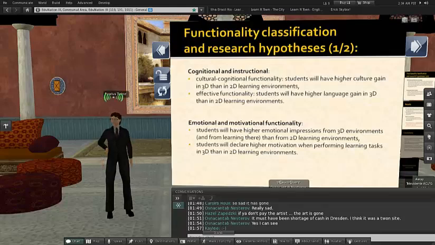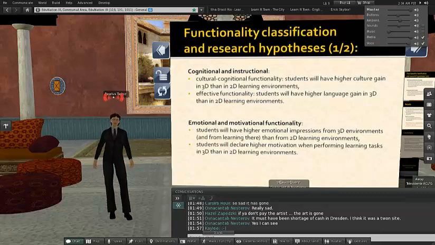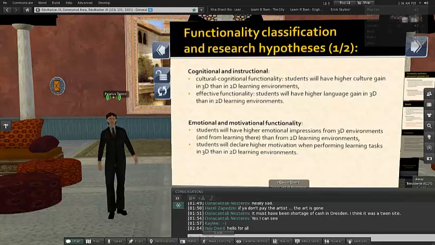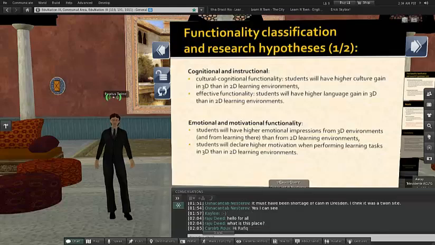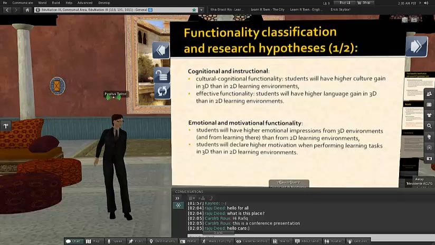So cognitional and instructional. First of all, it was cultural cognitional functionality, where I assumed that students will have higher culture gain in 3D than in 2D learning environments. Effective functionality, I assumed that students will have higher language gain in 3D than in 2D. In emotional and motivational functionality, I assume that the students will have higher emotional impressions from 3D environments and from learning there than from 2D learning environments. And the students will declare higher motivation when performing learning tasks in 3D than in 2D.